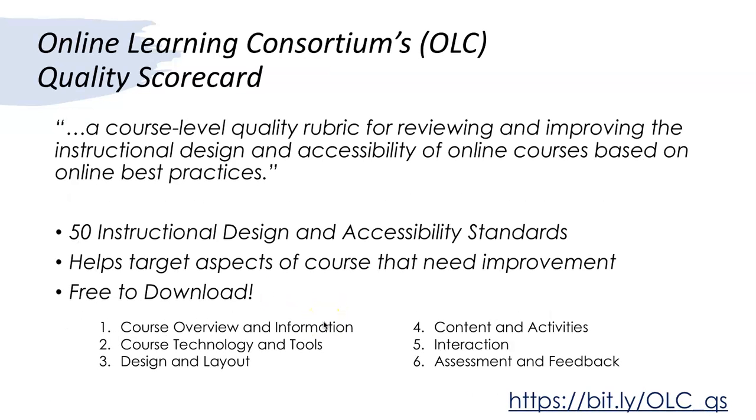Another place you can look at online quality for your online classes is the Online Learning Consortium's quality scorecard. So the OLC is a great group if you're looking for professional development, and then they also have this quality scorecard. So this looks at course level quality. It's a rubric that you can use to review and improve your instructional design and accessibility, and they're using again those best practices. They have 50 instructional design and accessibility standards, and they're really trying to target the aspects of the course that need improvement.